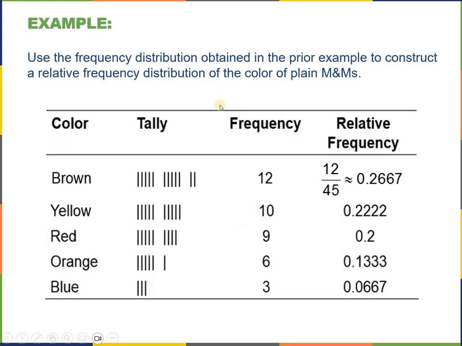So here is our previous table that we created from the raw data, the color, the tally, and the frequency. That is what we did before. In order to create the relative frequency column, first you're going to see how many M&Ms you have. So you're going to add all of the categories up. If you add these numbers, 12, 10, 9, 6, 3, you get 45. And then to find the relative frequency for the brown color, or brown M&Ms, you're going to divide the number of brown M&Ms by the total number of M&Ms. Basically, you're figuring out the percentage of each of these colors.